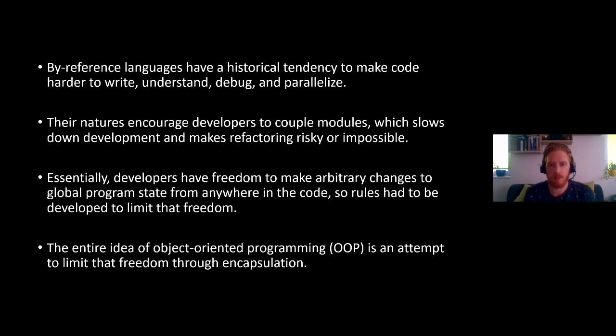So essentially, developers have the freedom to make arbitrary changes to the global state anywhere in the code. So you had to put rules on that development to limit that freedom. And the entire idea of object-oriented programming is an attempt to limit that freedom through encapsulation, exactly. So here, object-oriented programming by itself is not enough. You actually need more than that. You need some principles for how you will modularize your code into these objects, right?